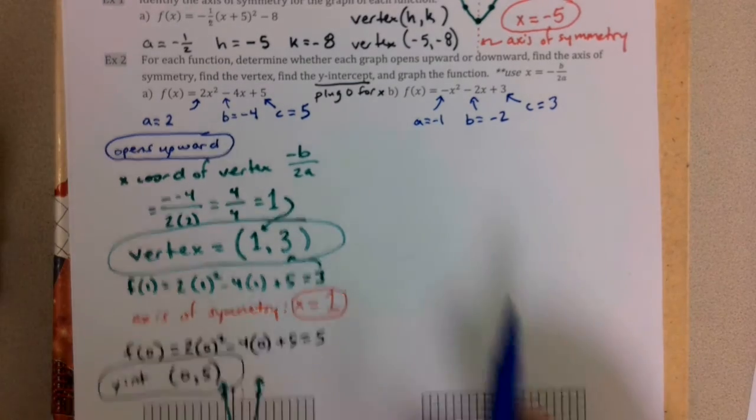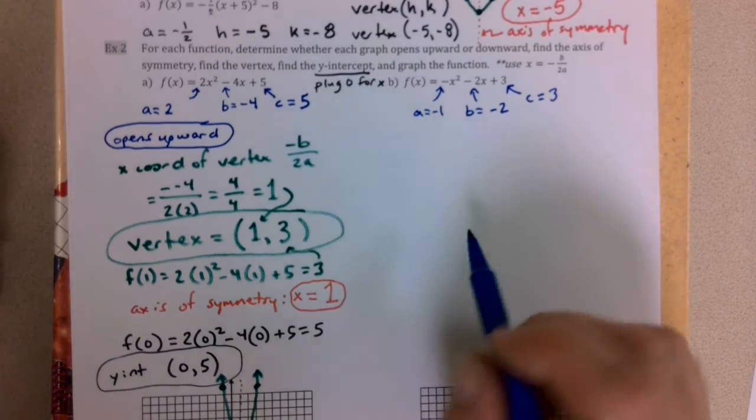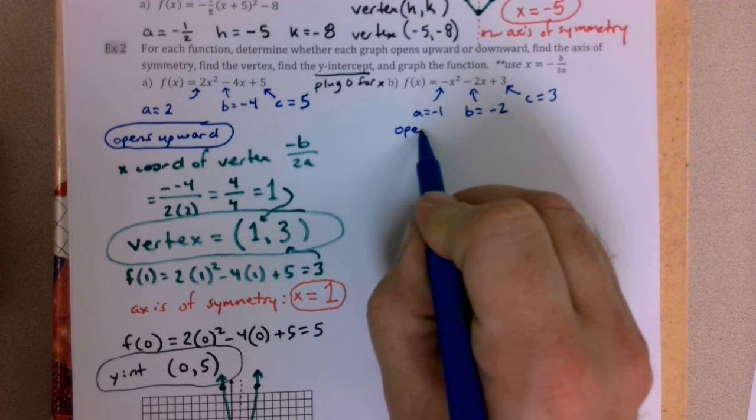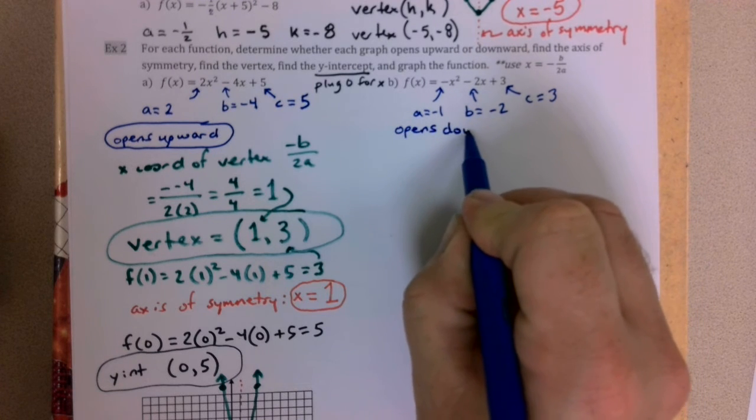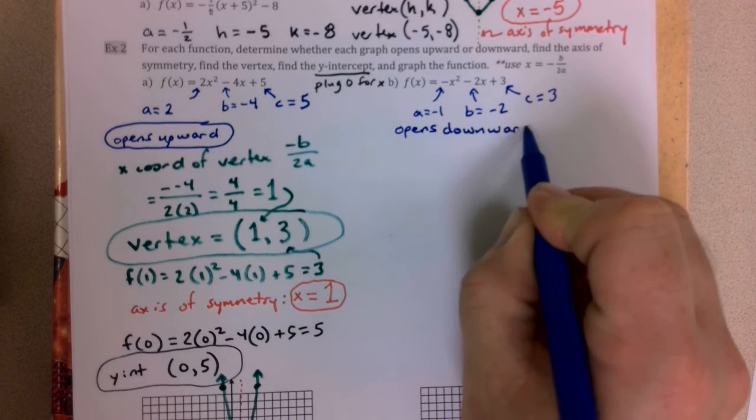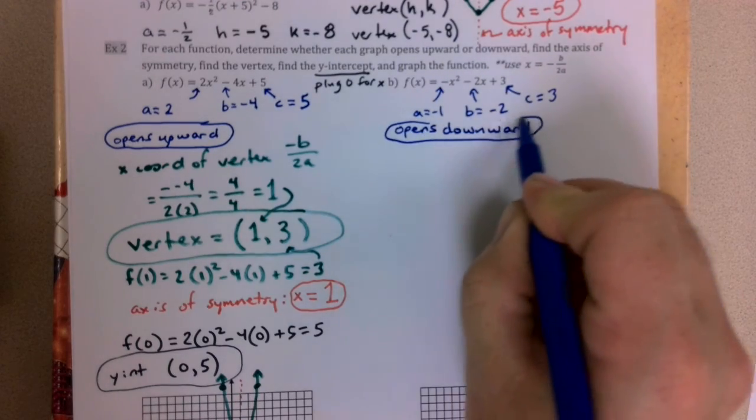And once I know that, I can just look at a and see if it's positive or negative and determine if our graph opens upward or downward. In this case, it is going to open downward. So there's our first thing.